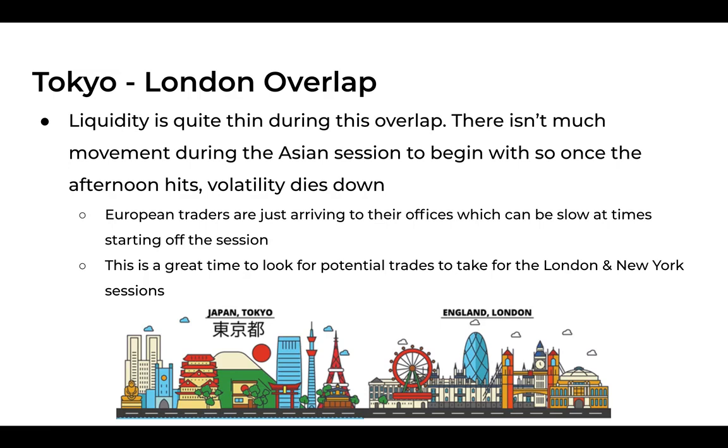There is potential for profit, but compared to the other overlap that we're about to discuss, there's not a ton of potential in comparison. So there isn't much movement during the Asian session to begin with. So once the afternoon hits, volatility dies down. European traders are just arriving to their offices, which can be slow at times starting off the session. But this is a great time to look for potential trades to take for the London and New York sessions, which leads us to our next overlap.